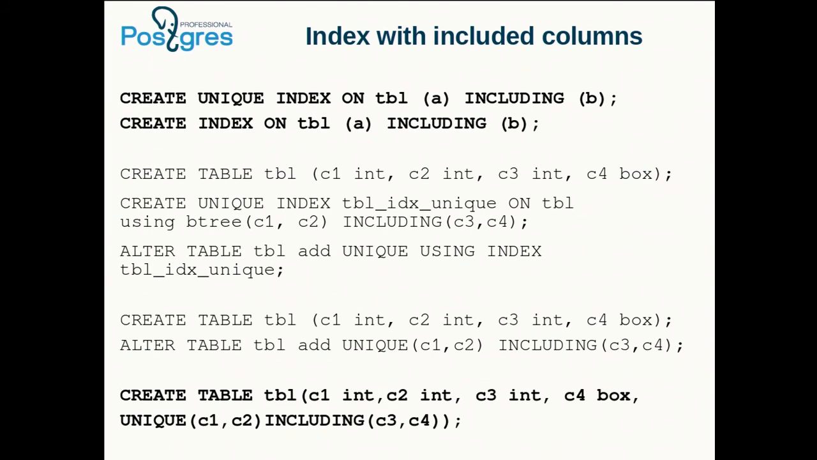Let's look at the syntax. The keyword INCLUDING allows you to specify a portion of columns on which the uniqueness is not enforced. Actually, you can have a non-unique index with included columns, but sincerely, I don't know why someone needs it. Would that make the index exactly the same as if you just made it a key column? Yeah, there's no difference then.